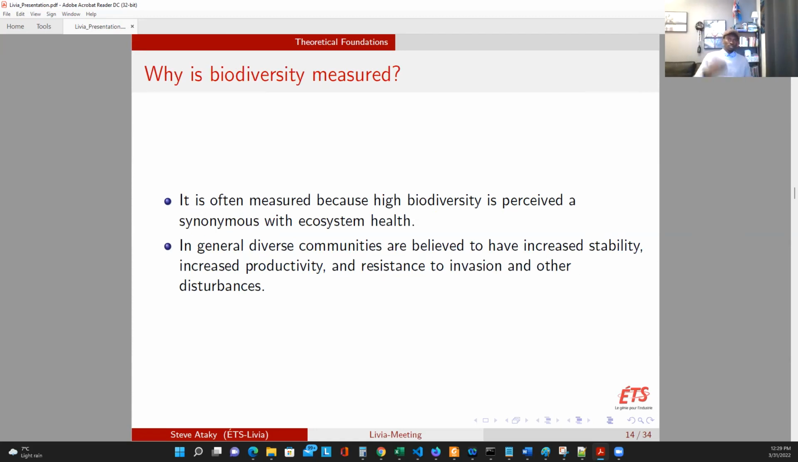Now, why is biodiversity measured? So this is a big question. Biodiversity is often measured because it is believed that high biodiversity is an evidence of ecosystem health. So generally, diverse communities are said to be stable, to have an increased productivity and resistance to invasion and other disturbances.